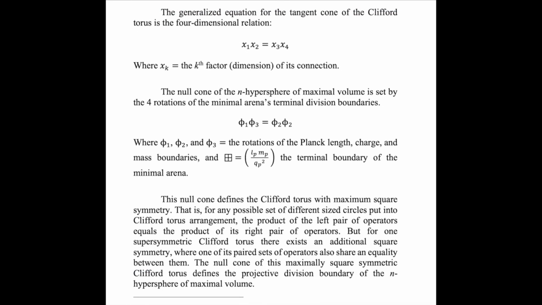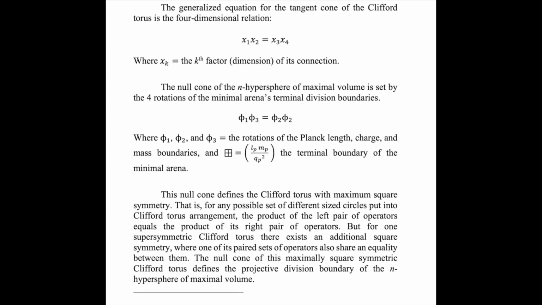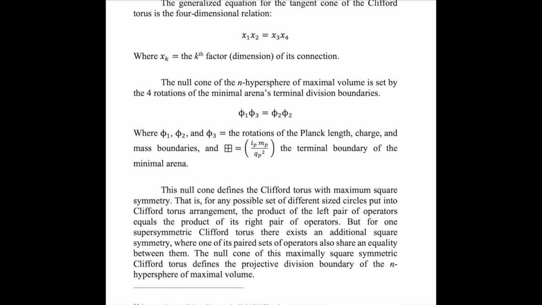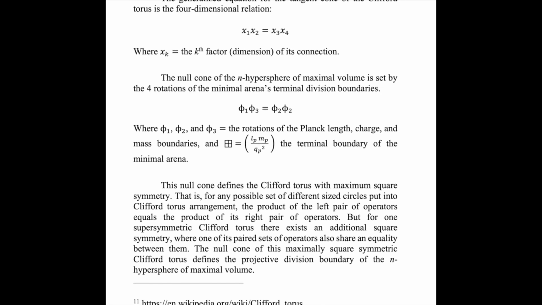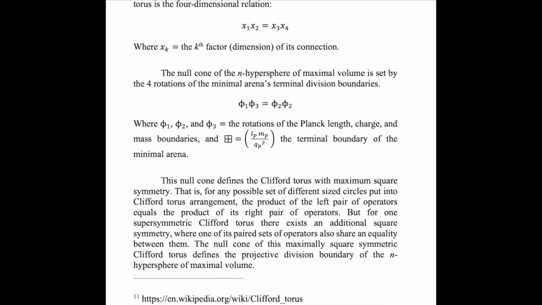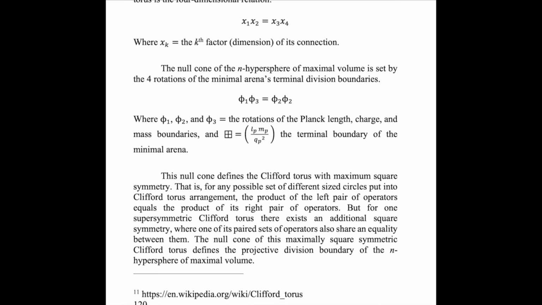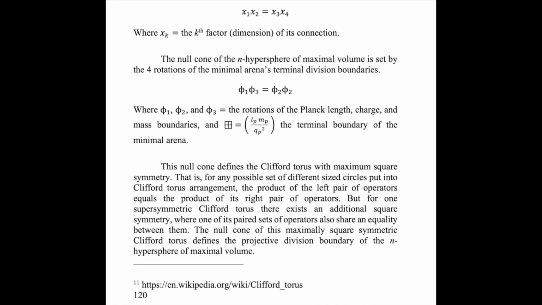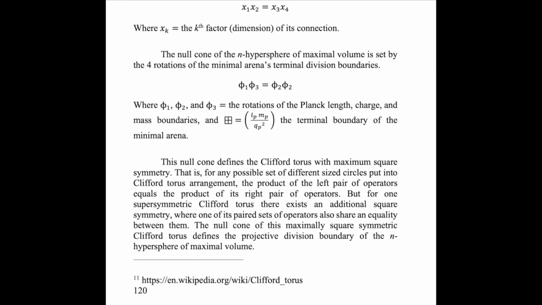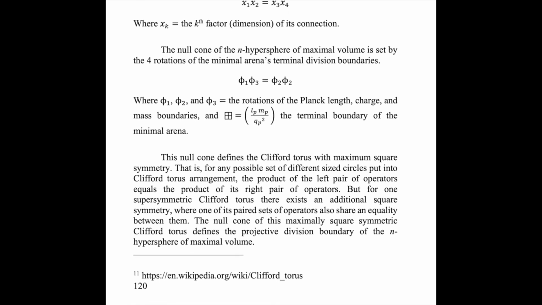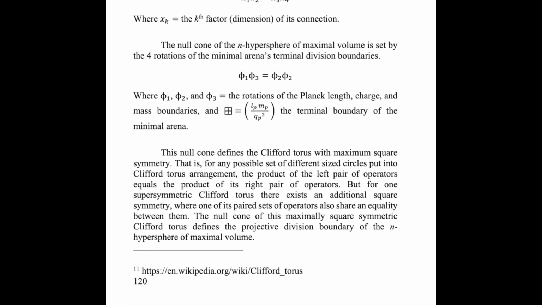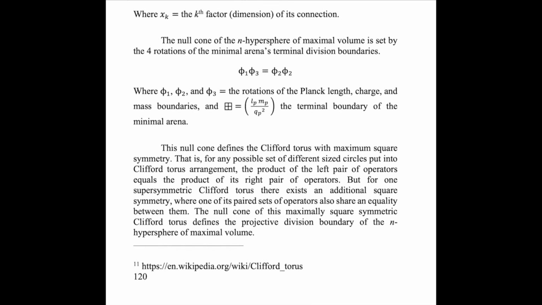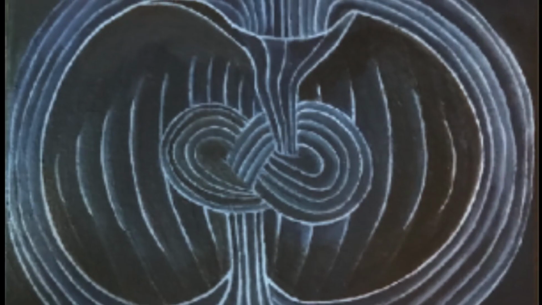This null cone defines the Clifford Torus with maximum square symmetry. That is, for any possible set of different sized circles put into Clifford Torus arrangement, the product of the left pair of operators equals the product of its right pair of operators. But for one supersymmetric Clifford Torus, there exists an additional square symmetry, where one of its paired sets of operators also share an equality between them. The null cone of this maximally square symmetric Clifford Torus defines the projective division boundary of the n hypersphere of maximal volume.